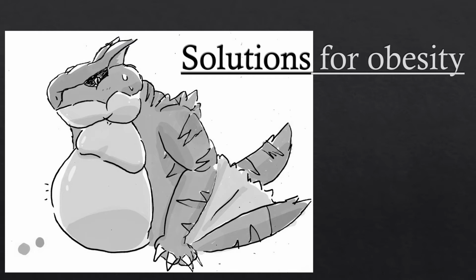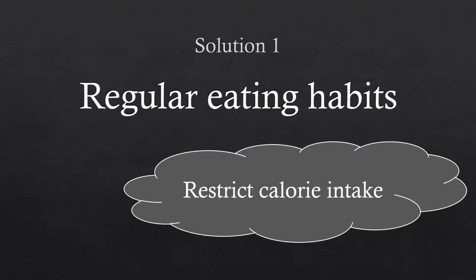Next, I will introduce three solutions for obesity. I derived three solutions from the causes. These three solutions are actually simple things that everyone can practice. The first solution is regular eating habits. This makes restricting calorie intake possible. In this regard, it is good to change little by little.